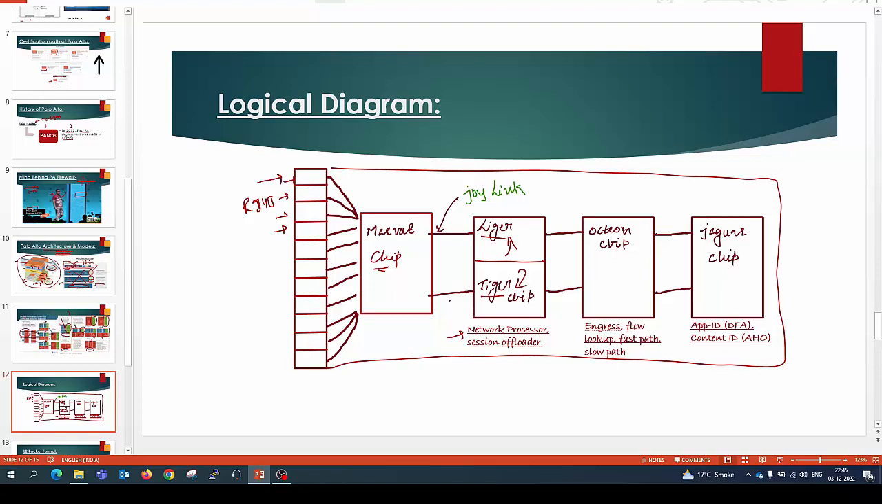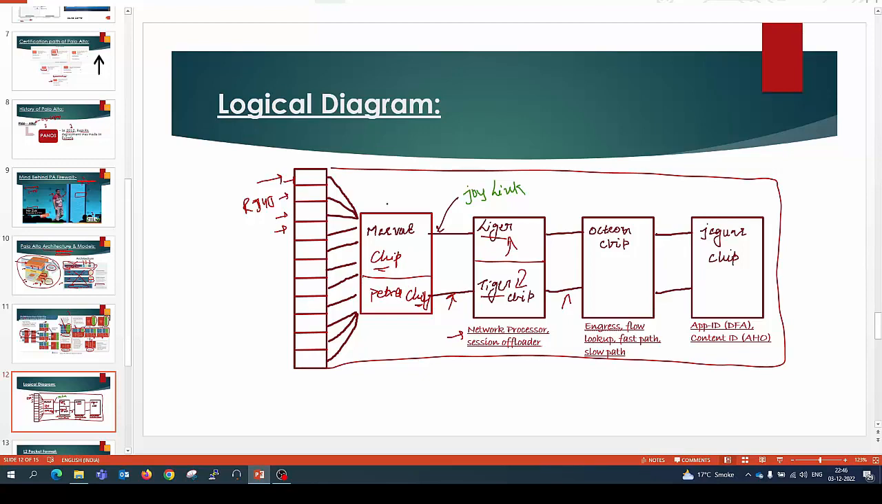Okay, and the links between them, you can see, these links are called what? Joy links. These are high speed fiber links between your chips. Now, for example, if you have RJ45 ports, you will have a Marvel chip over here, right? If you have fiber ports over here, then for those fiber ports we will have what? The Petra chip, which will be providing the connectivity of those fiber ports to this Palo Alto flow.